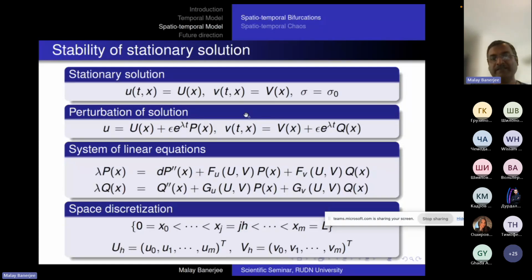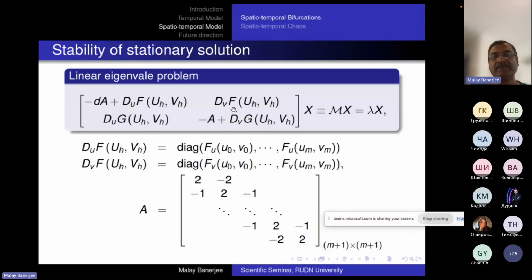Then we can consider a discretization of the space from 0 to L with grid points x0 to xm, which are equispaced, and correspondingly the values of u and v at those spatial nodes can be denoted by u0, u1 up to um and v0, v1 up to vm. Then this eigenfunction equation converts to a system of linear equations where X is the matrix which consists of these elements.